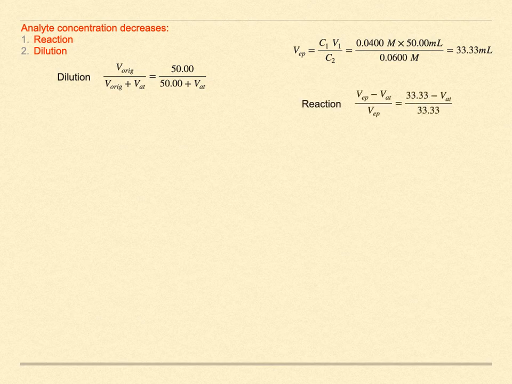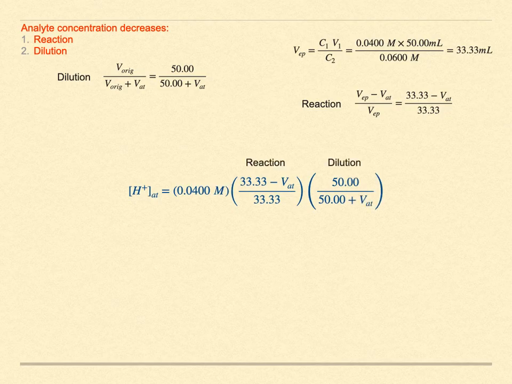The ratio we use to determine the amount of remaining analyte is VEP minus VAT over VEP, the ratio of the titrant volume that remains to be delivered divided by the equivalence point volume. The final equation is the product of these two ratios, reaction and dilution, with the original analyte concentration. Turn it into pH, graph pH versus titrant volume. This equation is valid before the equivalence point.